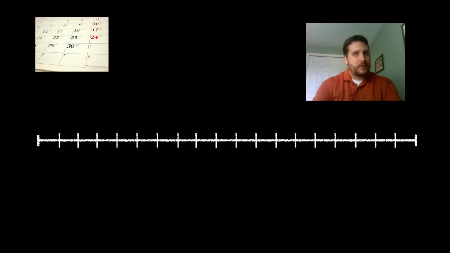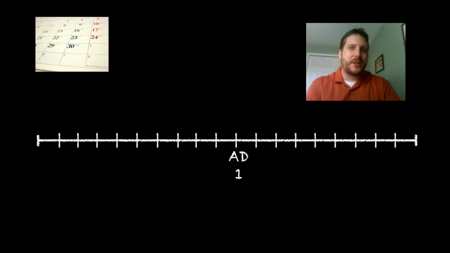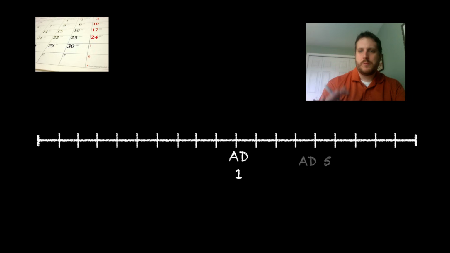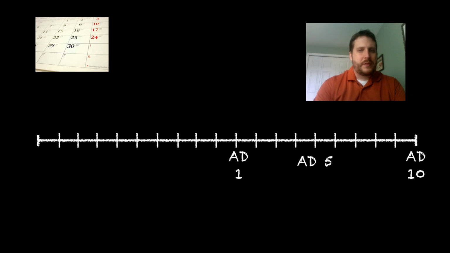Here we've got a line. For you mathematicians out here, that might look like a number line to you. And we're going to start with the year AD 1. You'll hear me say 1 AD a lot of times, but actually the proper way to do it is AD 1. Remember, that means Anno Domini 1. We'll skip ahead 5 and have AD 5 out there. And then AD 10. So we've got a line here with 10 years in the AD section.